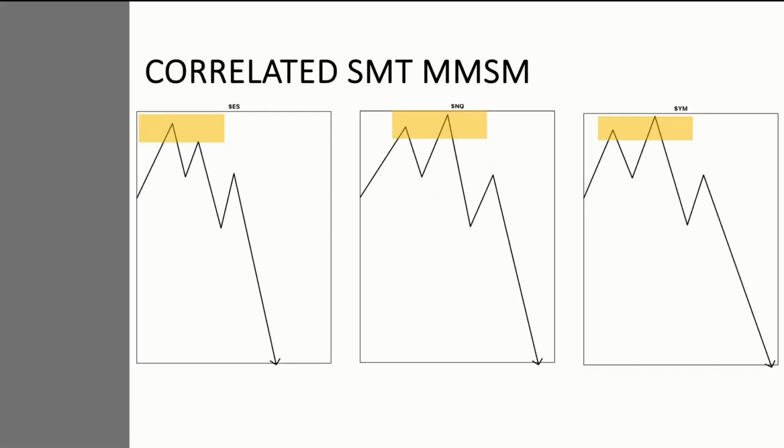For correlated markets, an SMT looks like the following. A cracking correlation within a market maker sell model. What we see is that ES trades into its respective point of interest, creates a high, followed by a lower high. Nasdaq creates a high, followed by a higher high. And the Dow Jones creates a high, followed by a higher high. And what we can see is the following. We can see that ES did something different on the highs relative to Nasdaq and the Dow Jones.